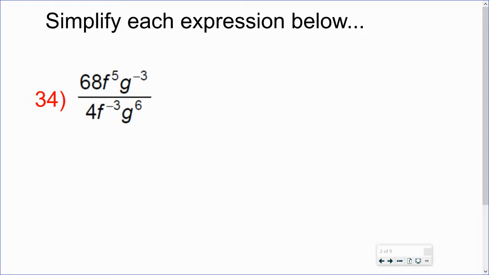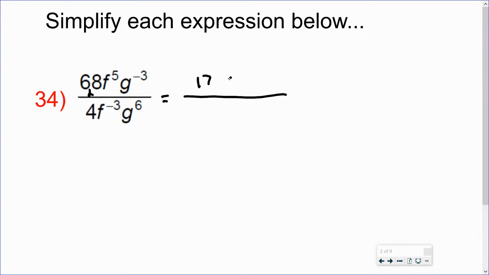So going through this one, when I see a problem like this, first of all, my eyes are attracted to the numbers, so I'm going to divide those. 4 will go into 6 one time with 2 left over, and 4 will go into 28 7 times. All right, now I'm done with that.